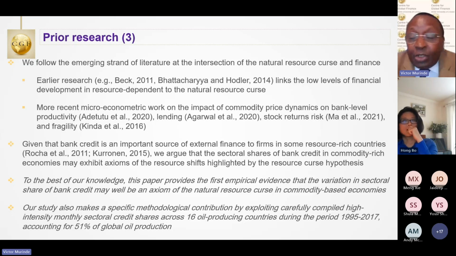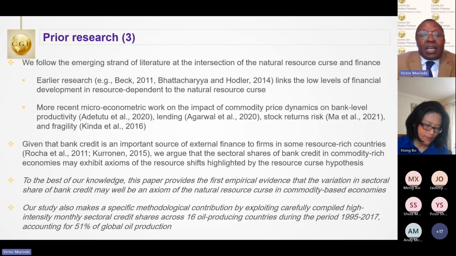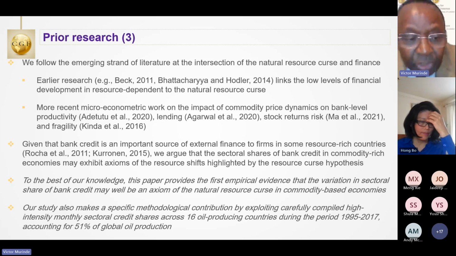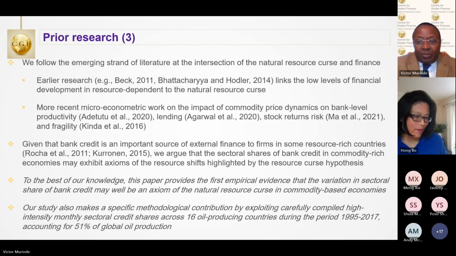Ma and others in 2021 point to this. And of course, it can also point to bank stability or bank fragility, in the work by Kind and others in 2016. So there has been some emphasis on how the natural resource curse can translate into bank-level performance, especially using microeconometric work or bank-level data.